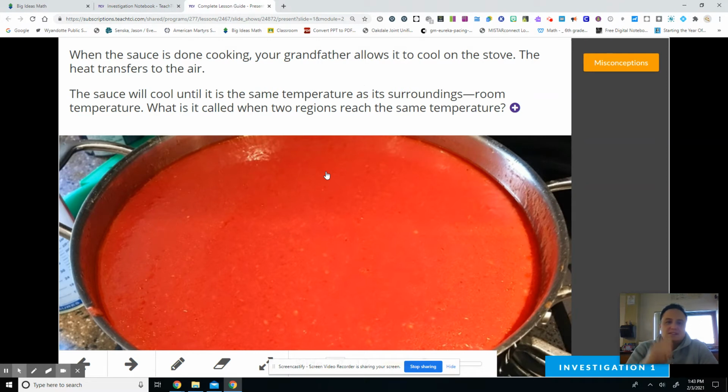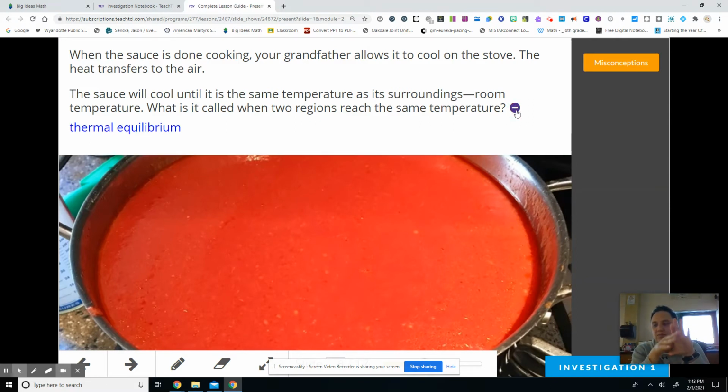When the sauce is done cooking, your grandfather allows it to cool on the stove. The heat transfers to the air. The sauce will cool until it's the same temperature as its surroundings, room temperature. What is it called when two regions are the same temperature? So, for instance, if the sauce and the air around it are the same temperature, we would call that thermal equilibrium. Equilibrium meaning the same.